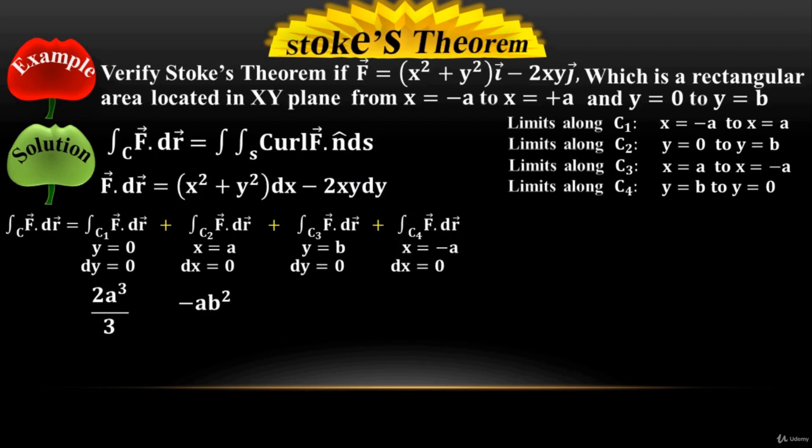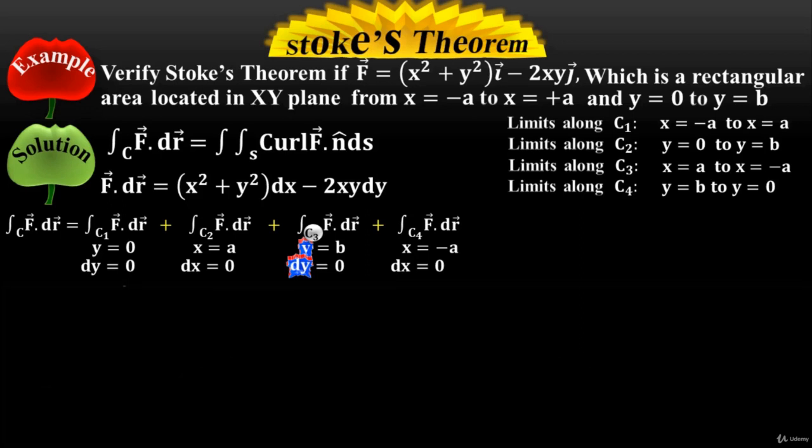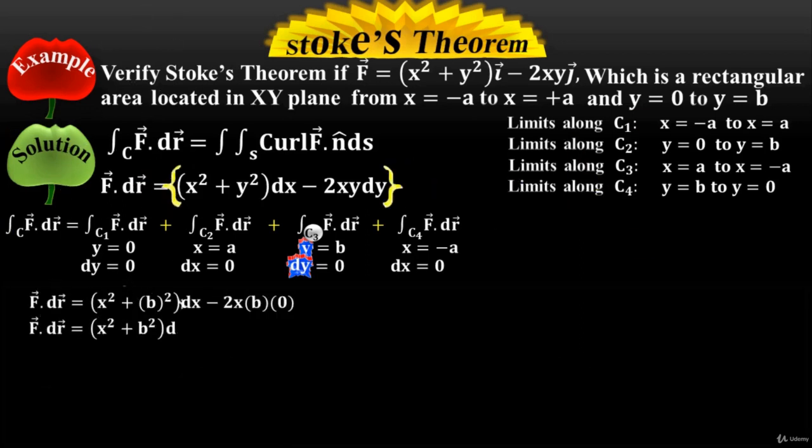Just put it here. Now take C3 where y equals b and dy equals 0. Just substitute the value of y equals b and dy equals 0 in this equation to have x squared plus b squared with dx. Limits along C3 are x equals a to x equals minus a. Take integration on both sides.